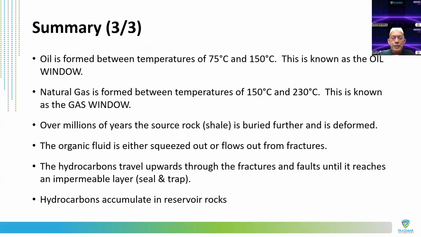So millions of years, source rock, mostly shale, and so-called organic material buried and deformed. So organic fluid either squeezes or flows up from the fractures. That is, the hydrocarbon itself will flow to the surface because of the light density of the liquid. And then you have a trap, it will be trapped. Otherwise, you go lost in space, like I mentioned. So hydrocarbon travels upward through the fractures until it reaches the impermeable zone or is lost to space. Hydrocarbon accumulates in the reservoir rock.